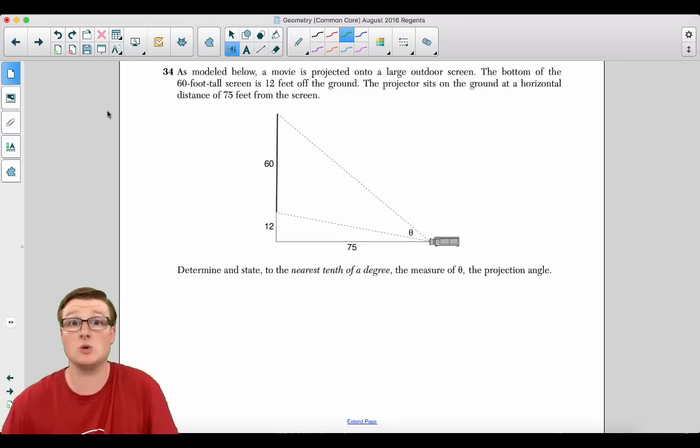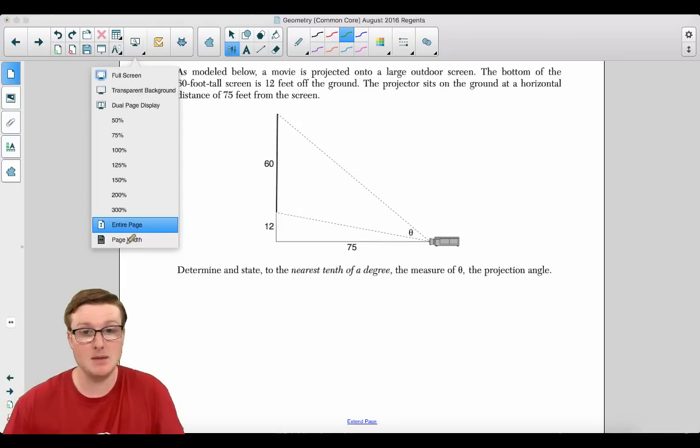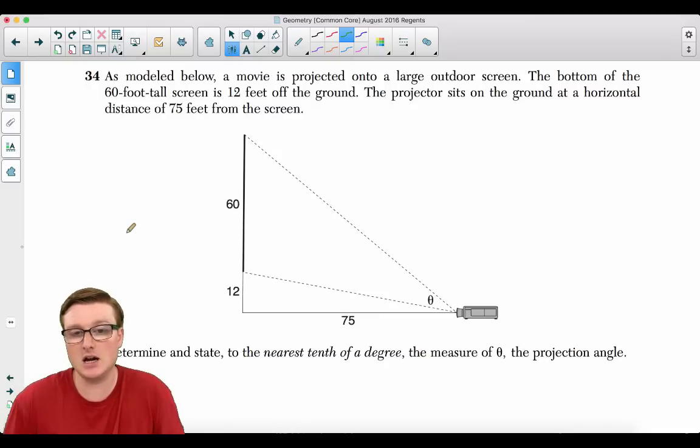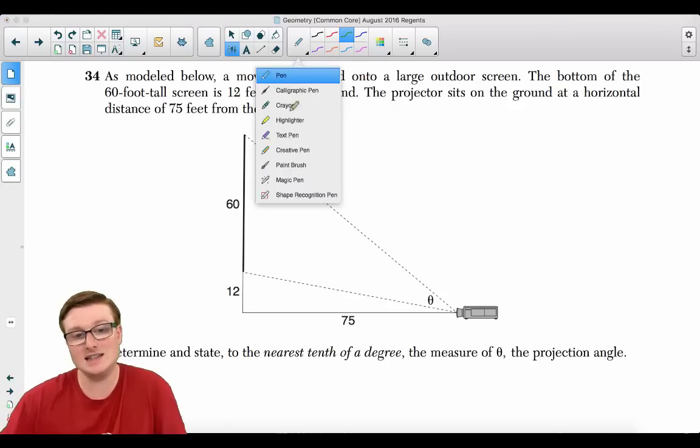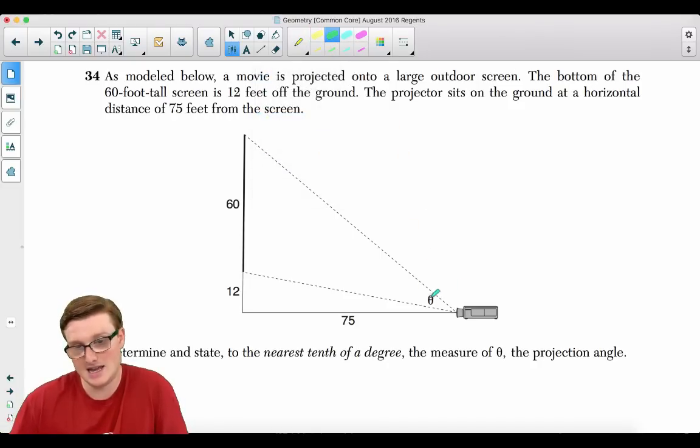All right, moving on to question 34. As modeled below, a movie is projected onto a large outdoor screen. The bottom of the 60-foot tall screen is 12 feet off the ground. The projector sits on the ground at a horizontal distance of 75 feet from the screen. Determine and state, to the nearest tenth of a degree, the measure of theta, the projection angle. So your job is to solve for that little theta right here.